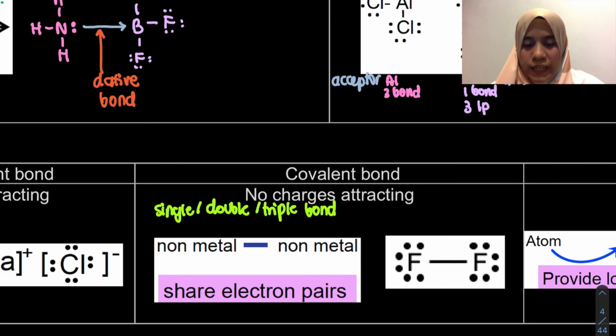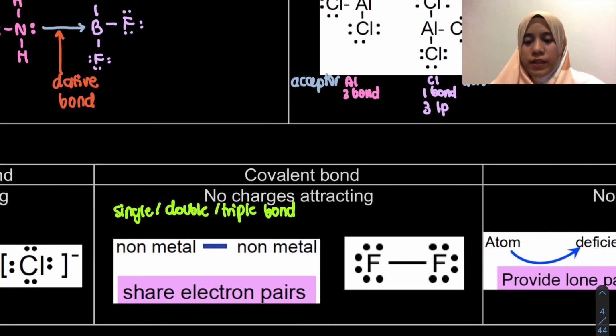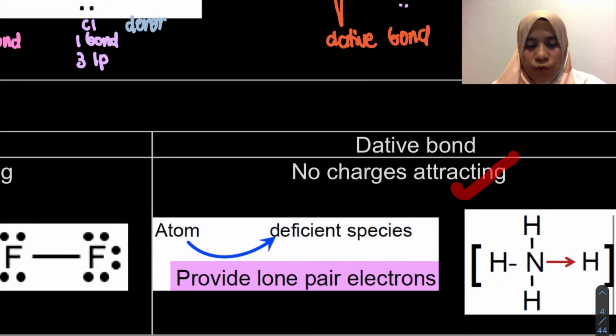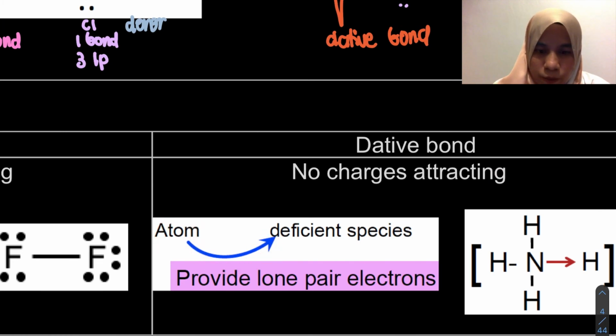So, dia boleh kat sini lah. So, they're sharing between the non-metal itself. Last but not least, in this video ni, kita belajar tentang dative bond, where there is no charges attracting. Tapi dalam case ni, the atom ni akan provide the electron to the fission species. Okay, so dekat sini is actually our donor. Ni is actually our acceptor.